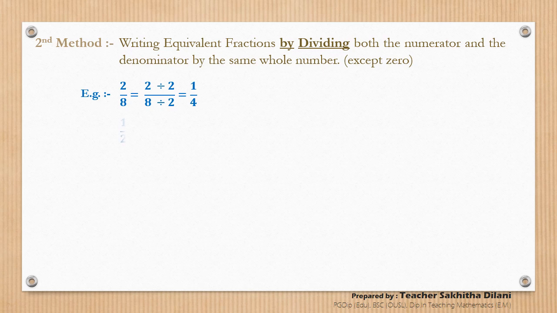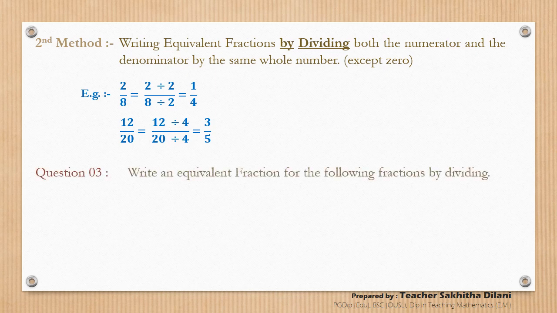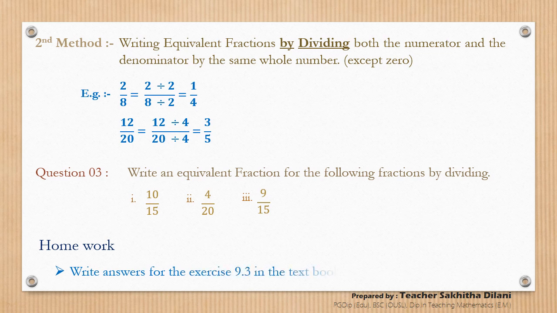Another example, 12/20. Both the numerator and the denominator are divided by 4. The answer is 3/5. Now you are given another question. Write an equivalent fraction for the following fractions by dividing. You are given a homework too. Write answers for exercise 9.3 in the textbook.